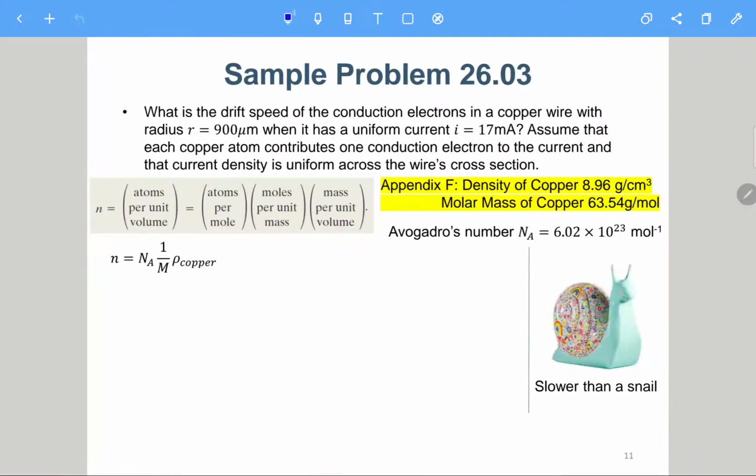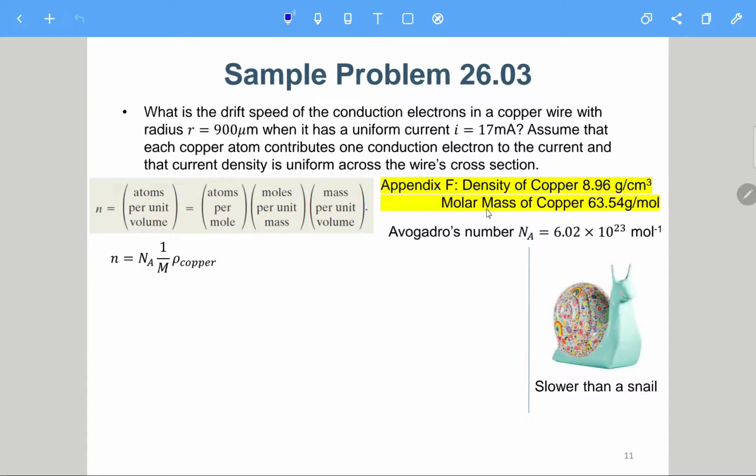Okay, so next we have another sample problem. It asks what is the drift velocity of the conduction electrons in a copper wire with radius R, and it has a uniform current I. Assume that each copper atom contributes one conduction electron to the current. The current density is uniform across the wire cross section.